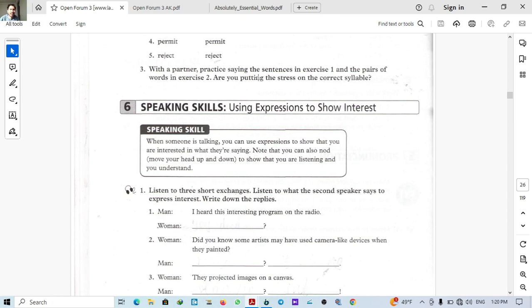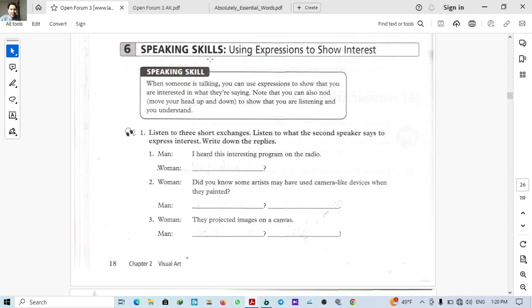So with a partner, practice saying the sentences in exercise 1 and the pairs of words in exercise 2. So you have to go back to exercise 1 and exercise 2. So simply practice them in order to make yourself perfect. So are you putting the stress on the correct syllable? Because previously you didn't have the knowledge of where to place a stress pattern when we have words referring to both nouns and verbs.